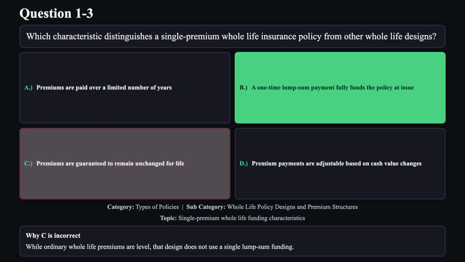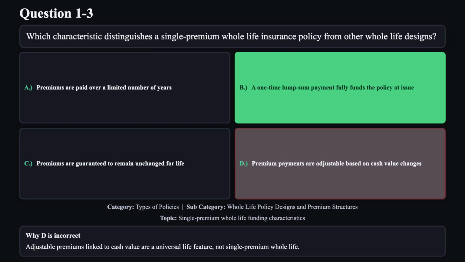Reason C is not correct. While ordinary whole life premiums are level, that design does not use a single lump sum funding. Reason D is not correct. Adjustable premiums linked to cash value are a universal life feature, not single premium whole life.